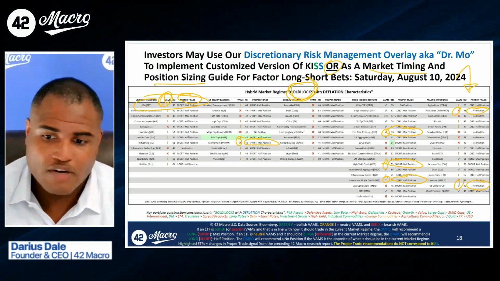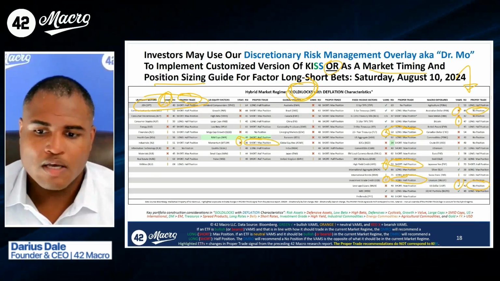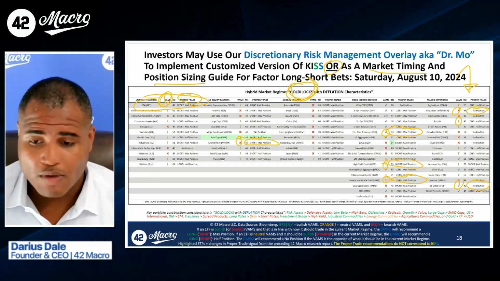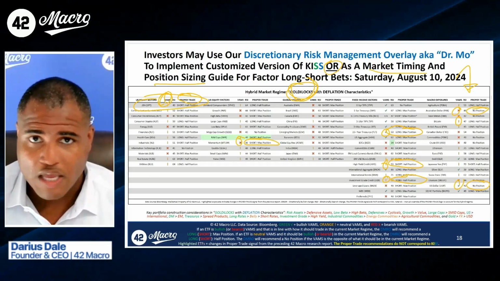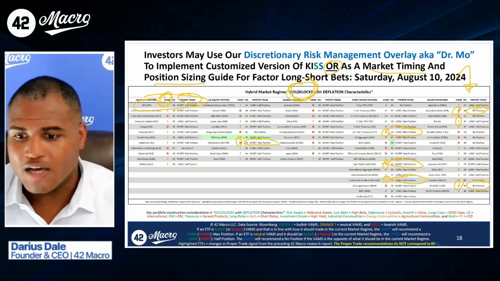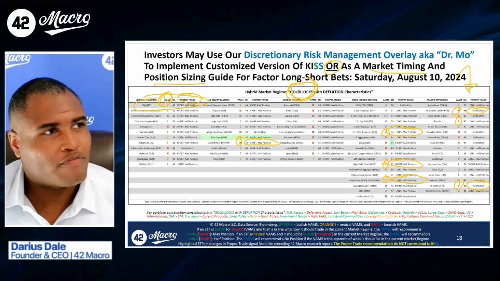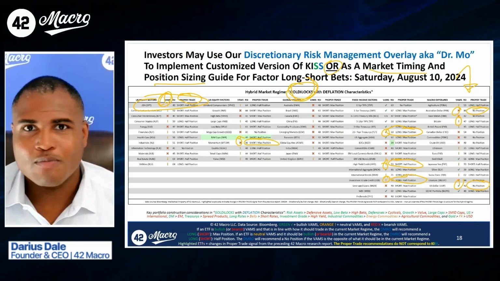Using Dr. Mo or even KISS, our BAM signal, which contributes to both KISS and Dr. Mo, got us out of Bitcoin right before it crashed over the weekend. Got us back in Bitcoin on Wednesday, right before the big rally on Thursday. It's doing its job. Now, that may be a little luck involved there, but again, what's that famous quote about luck, Ben Franklin? I find that the harder I work, the more lucky I get.